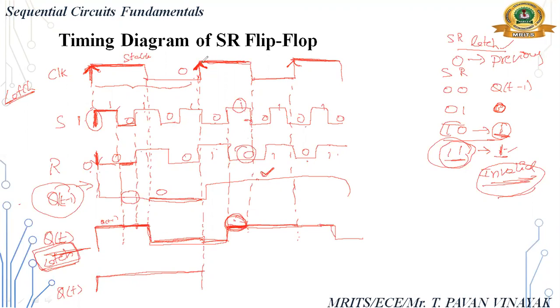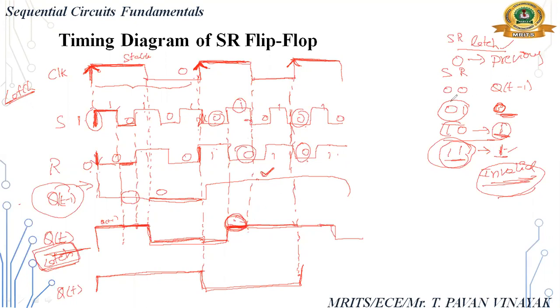And next clock. At this edge we have S is 0 and R is 1. S is 0, R is 1 means it is 0. So you have to draw 0 until the next clock pulse, until the next positive edge. Okay. Next, again you receive a positive edge. At this positive edge, we have 0 and 0, right?